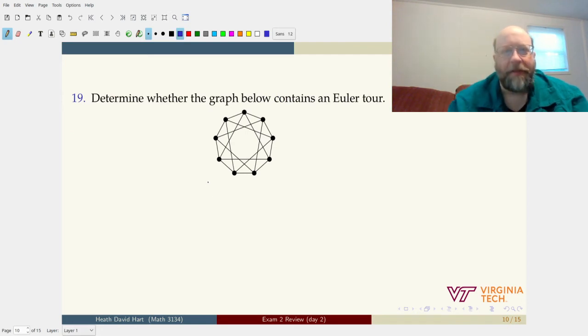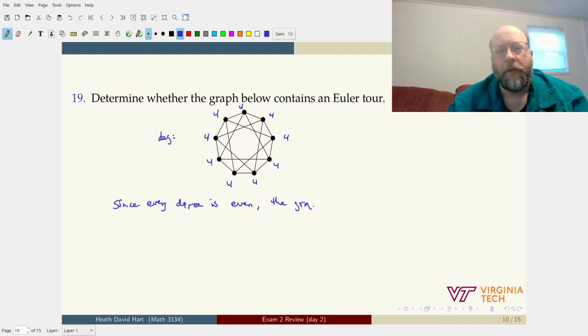Determine whether this graph contains an Euler tour. If I look at the degrees of the vertices, all of the degrees are 4. And so since every degree is even, the answer is yes. The graph contains an Euler tour. Now, that's all the question has to do, is determine whether it contains an Euler tour.